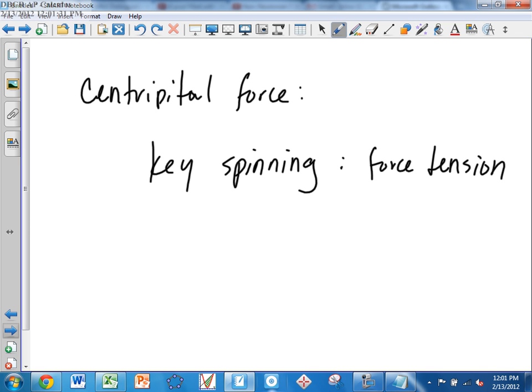Next, Adolfo, if a car is going around a track like in NASCAR, what provides the centripetal force there? Friction between the car and the road, or sorry, the tire and the road. So, about a car in circular motion, what provides the force to keep it in the motion is friction, the force of friction.